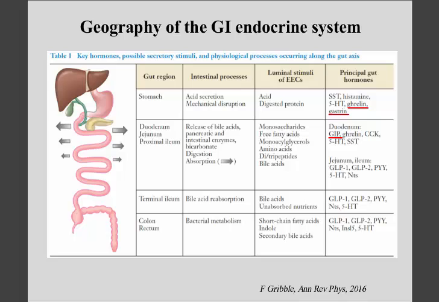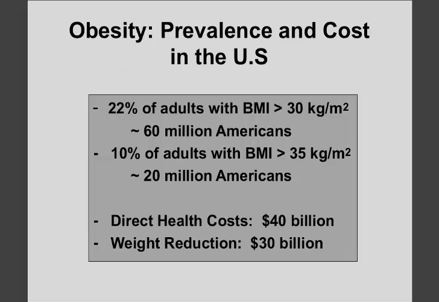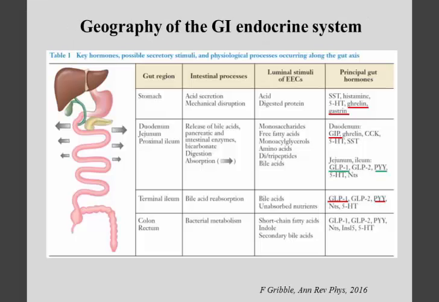Now, these aren't hard and fast designations. For example, advanced slide, you can see that GLP-1 is also made in the jejunum. So rather than being specifically confined to various regions in the gut, it's just a trend of distribution, where things like CCK and GIP are high in the upper intestine and GLP more in the lower intestine. Advanced slide.